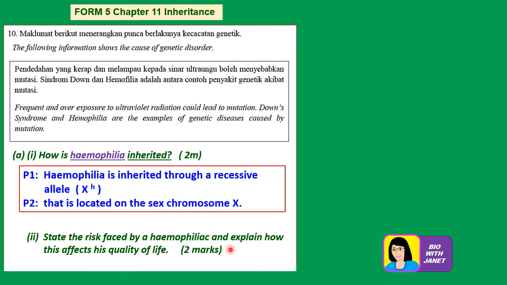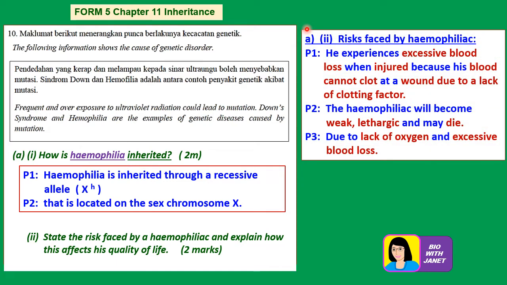Then secondly, state the risks faced by a hemophiliac and explain how this affects his quality of life. The risk is, of course, that he will bleed non-stop if there's a cut on the wound, or if there's a bruise internally also, he can bleed non-stop. Risk faced by hemophiliac, point 1: he experiences excessive blood loss when injured because his blood cannot clot at the wound, due to lack of clotting factor. I think this one should be about two points, because you are explaining so much about it, but never mind. Let's say this is 1 point.